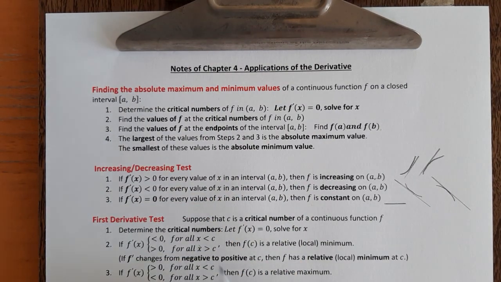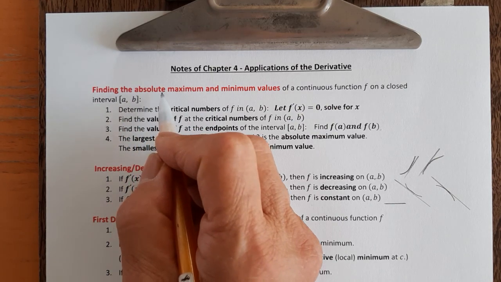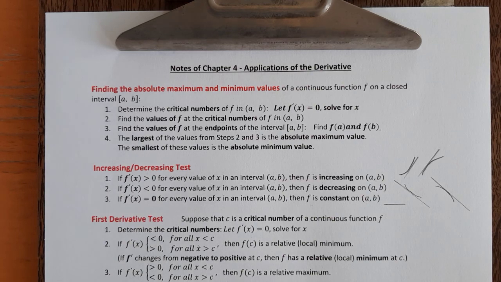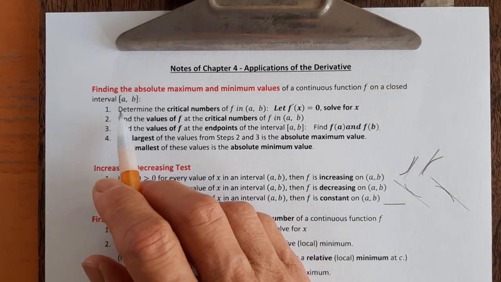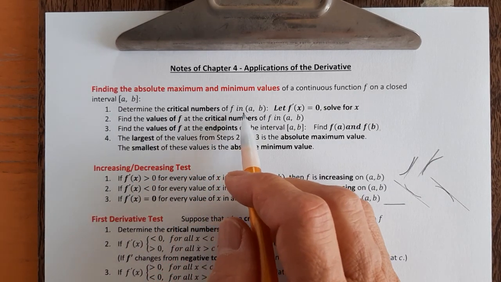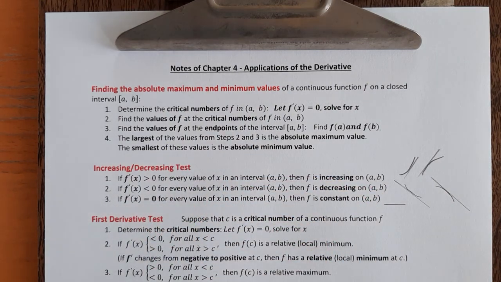Open interval does not include the two endpoints. Use parentheses for open interval, not including the two endpoints a and b. So first of all, determine the critical numbers of f in the open interval (a, b). Use parentheses. And what is the critical number?